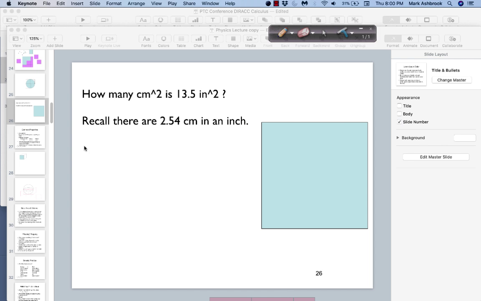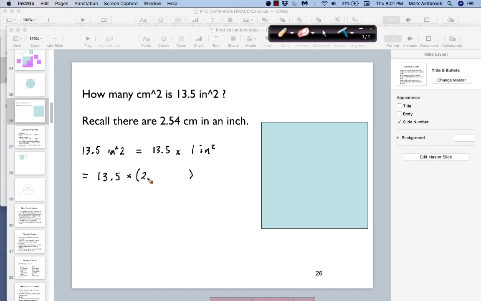So maybe you did something like this. So 13.5 inch squared. And let's talk about my method. How is that a measurement? Well, it's basically the area that's 13.5 times as much as 1 inch square. And what is 1 inch square? Well, we can rewrite 1 inch square as how many centimeter squares?